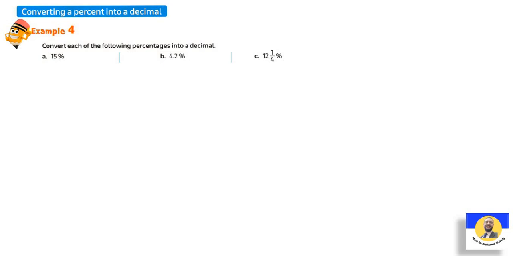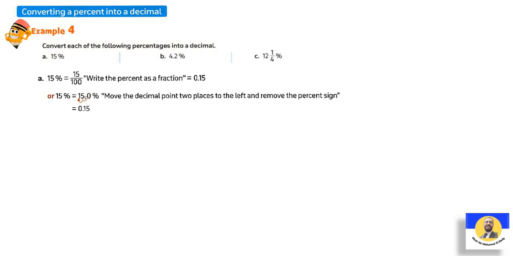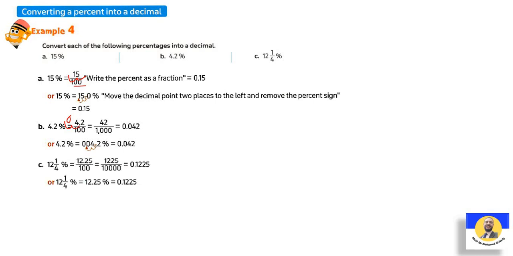Next one, convert each of the following percentages into a decimal. 15% we can change into a decimal, it's easy because it's 15 over 100. You have 2 zeros, so move the decimal point 2 places back, so it will be 0.15. Next 4.2%, it will be 4.2 over 100. It means we move the decimal point 2 places back, so it will be 0.042, without percent. Then 12 quarter.